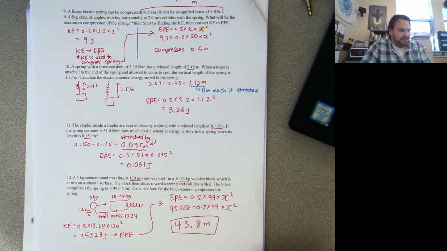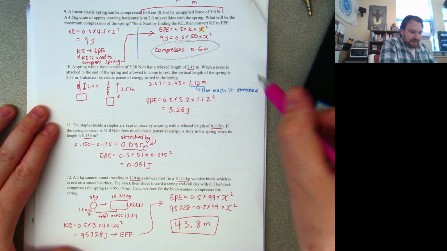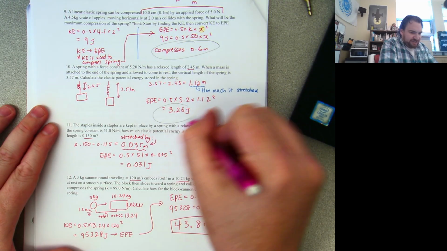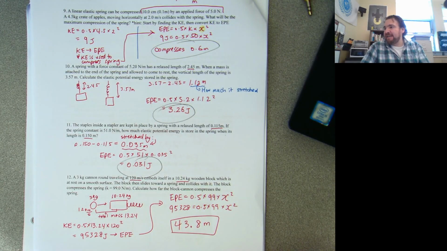What can I do to assist you? Maximum compression should be this guy here. Potential energy is there, and 43.8 meters.